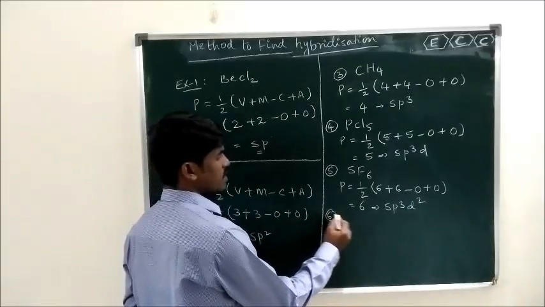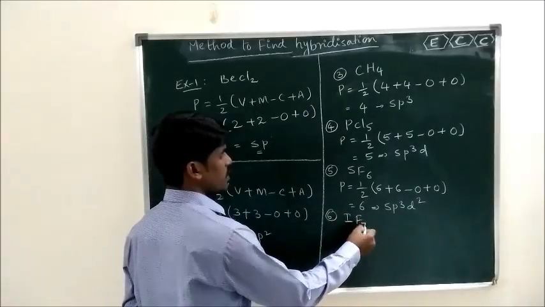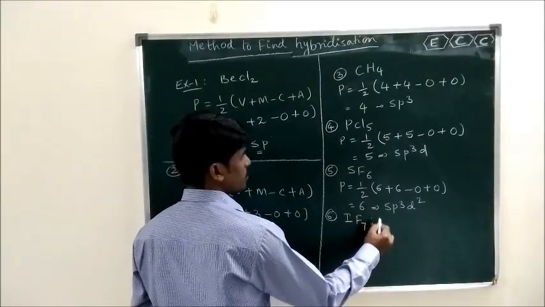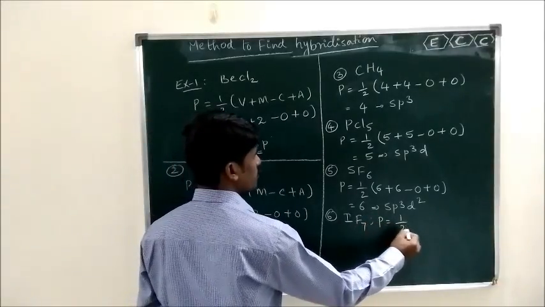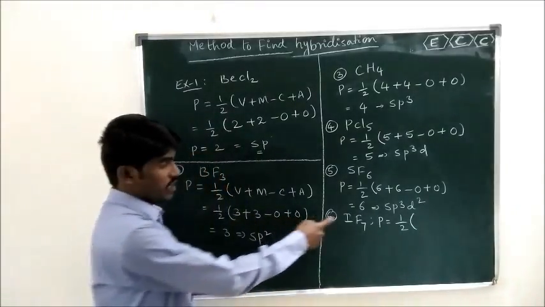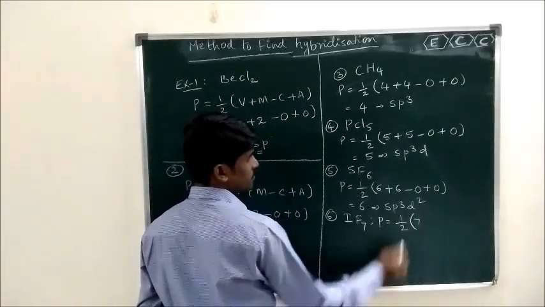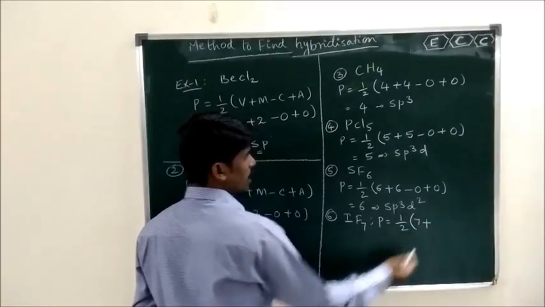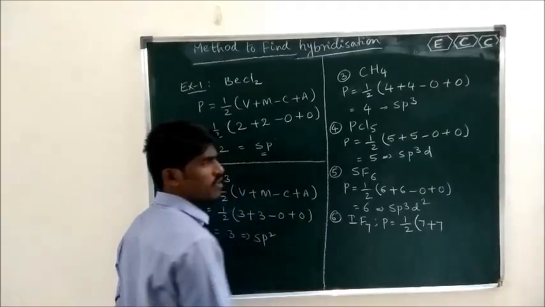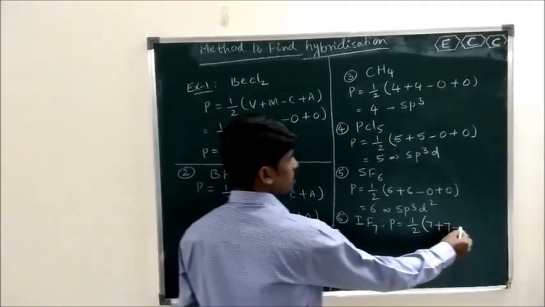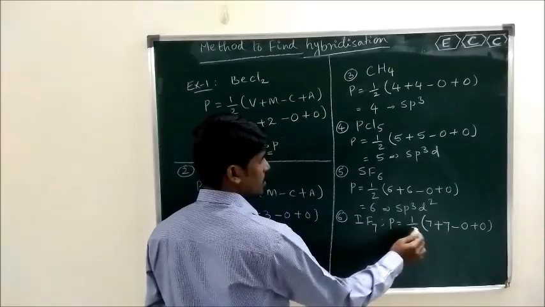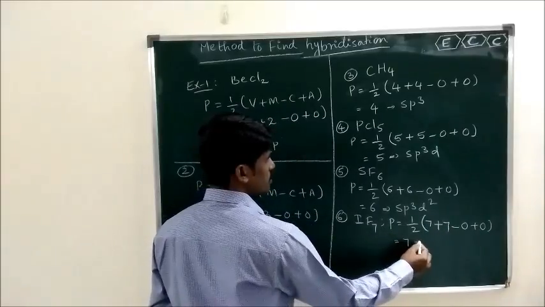Similarly, if you consider another example, IF7. IF7, P is equal to half of the number of valence electrons around iodine. How many? 7. Plus monovalent atoms, 7. Fluorine, the number of fluorines is equal to 7. So charge on cation 0, anion 0. 7 plus 7, 14. By 2 is equal to 7.